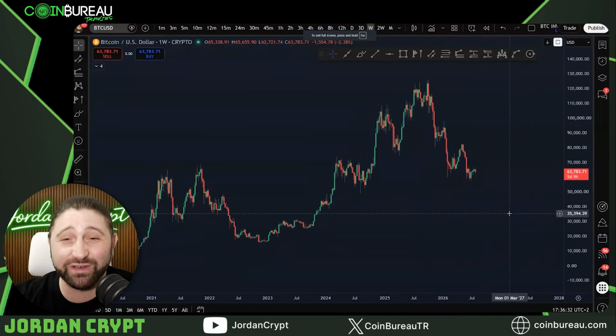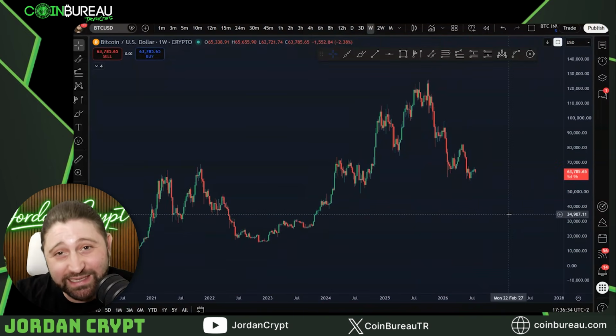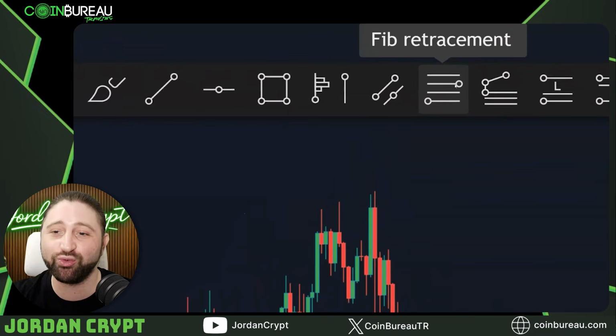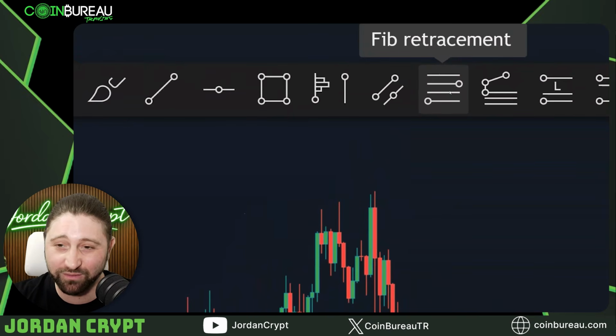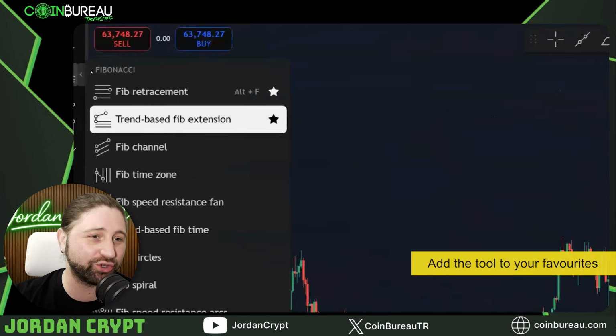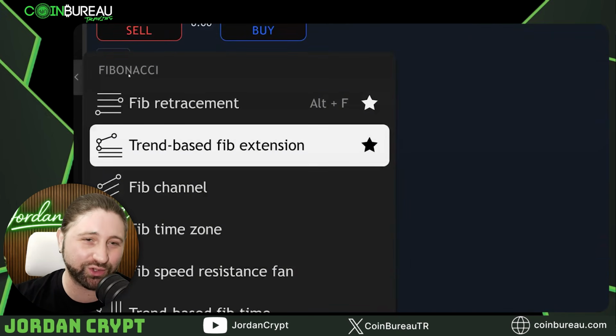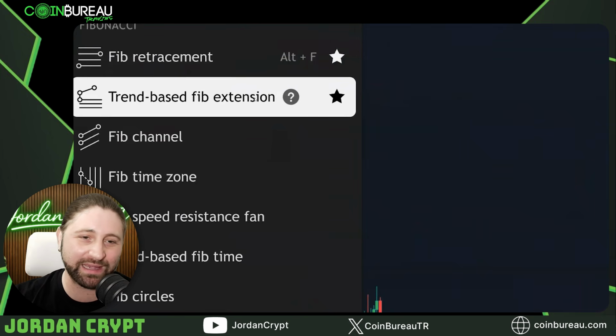First of all, the Fibonacci Retracement. This is extremely easy to use, but so powerful. It is this drawing tool right here embedded within TradingView. Add it to your favorites, as you should be using it every day. You can find it here on TradingView under the Fibonacci drawing tools, and it is called your trend-based Fib extension.